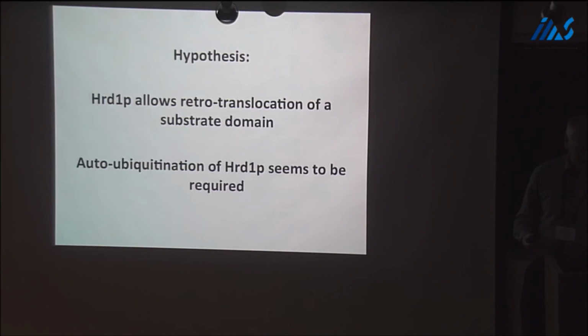which provides support for this idea. So the hypothesis based on these experiments is that the HERD1 molecule allows retrotranslocation of a substrate domain, and we postulate that autoubiquitination of HERD1 is required for this process. In other words, the HERD1 molecules self-ubiquitinate themselves, and this allows the large domain to move across.